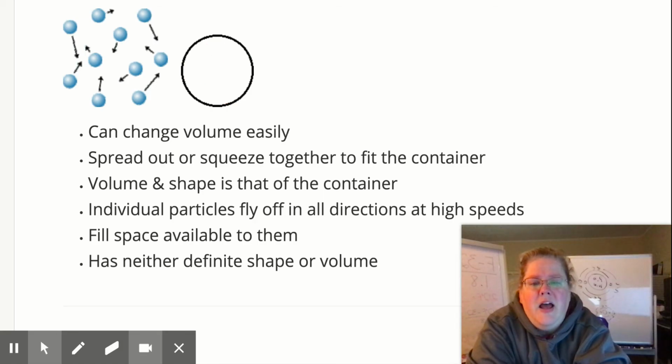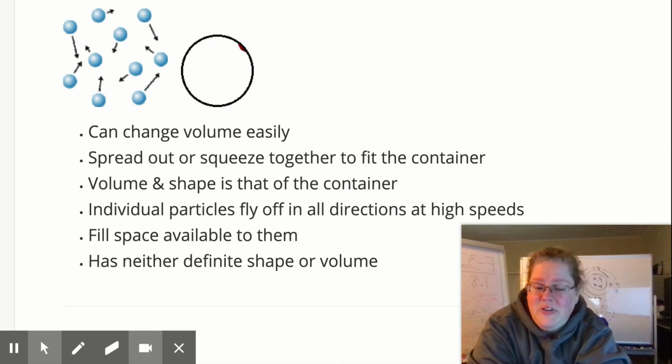Individual particles fly off in all directions at high speed until they run into something else which deflects it back. They fill the space available. It has neither a definite shape nor a definite volume. So that's a big deal.